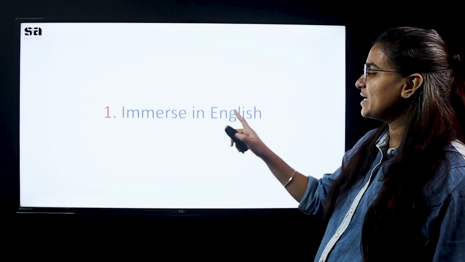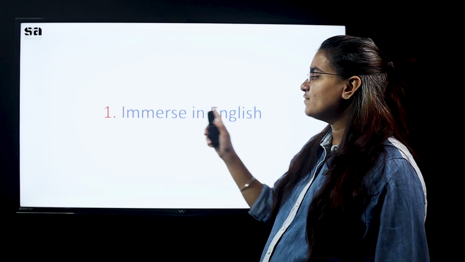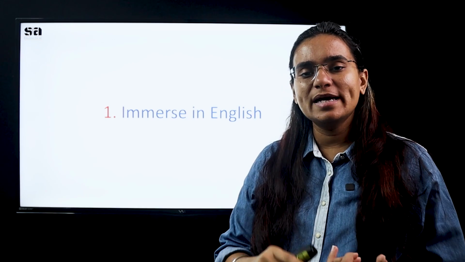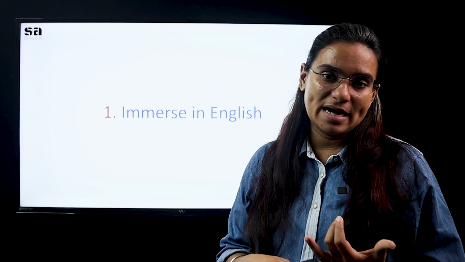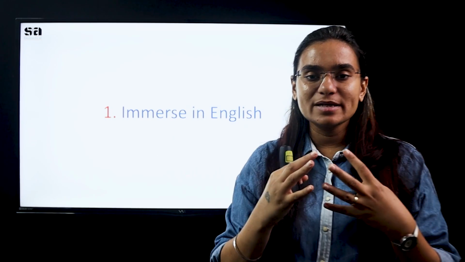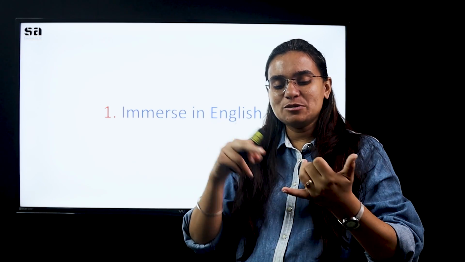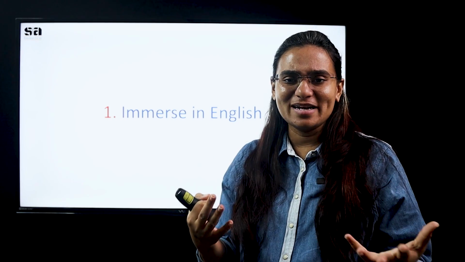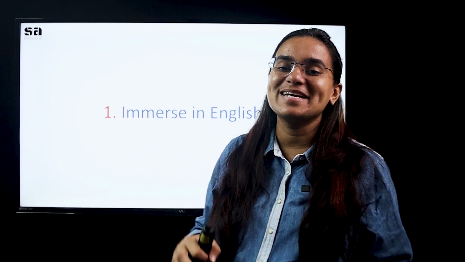The first method is immerse in English. What does that mean? It's simple. You have to surround yourself with English. If you are using your phone in Hindi, then change it. If you have your phone language in Spanish or German, change it to English. You have to surround yourself with English. You have to be into English. There's a movie dialogue: I speak English, I write English, I walk English, I think English, something like that. So you have to be one of those people who can walk, write, speak and think in English.